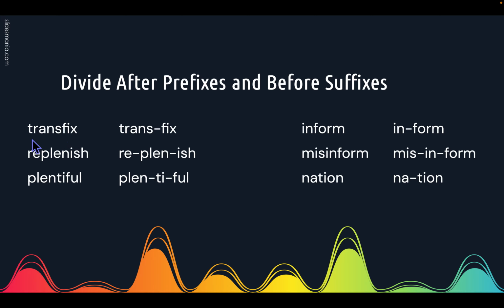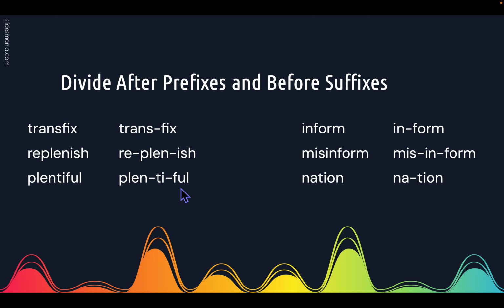So right here we have this word, and trans is a prefix, so we're going to divide after it. Right here, so we have transfix. Right here I recognize the prefix re and the suffix ish, so we divide right there, and then all we have to figure out is this right here. We have an E in the middle of a syllable, so we will try the short E sound of eh and get replenish.